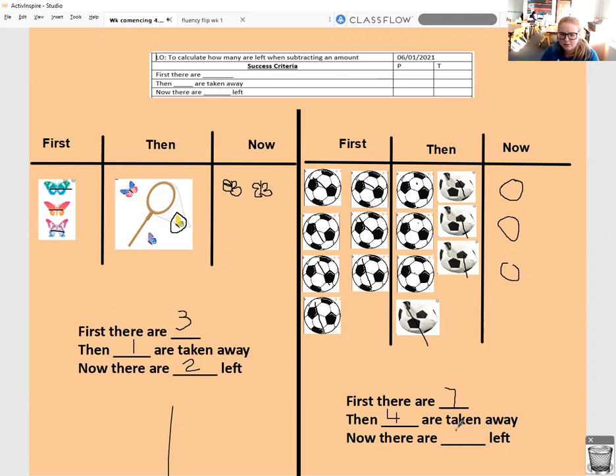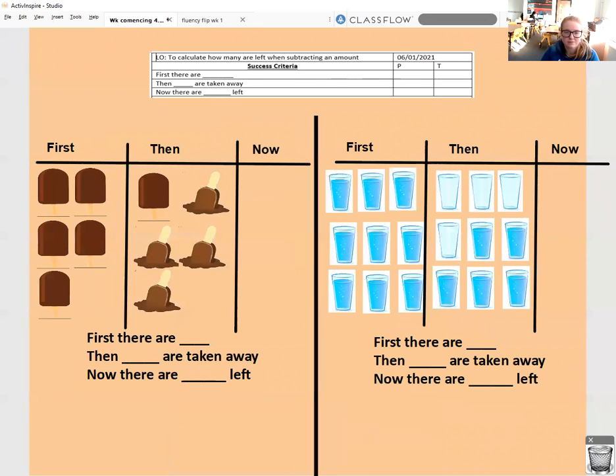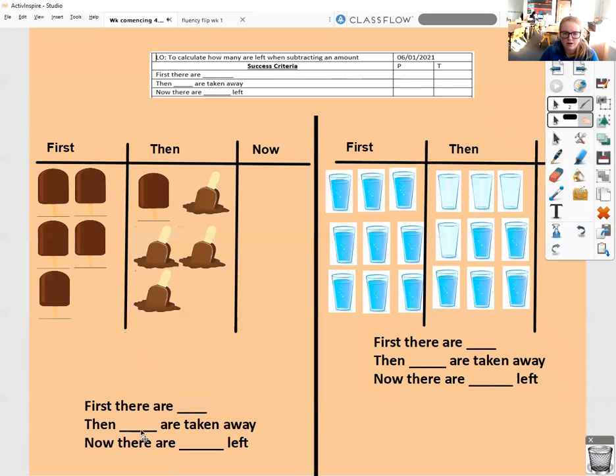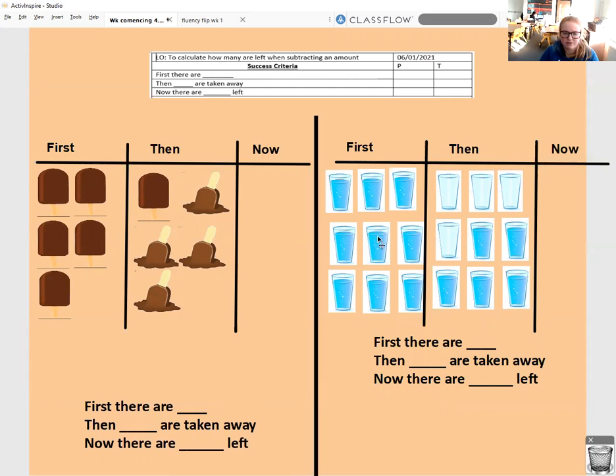So first there were 7, then 4 were taken away. Now there are 3 left. Fantastic. If you've got this right, give them a tick. And make sure to send your work to me at the end of this lesson. Let's have a look at these ones. So first, how many ice creams are we starting with first?